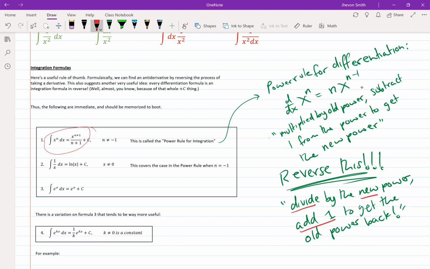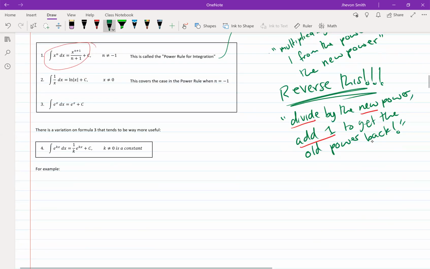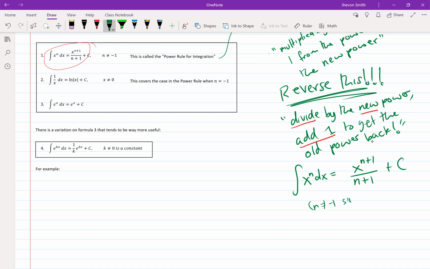Right? So we added 1 to the power. This is basically saying, if I want to compute the antiderivative of x to the n dx, I'm going to add 1 to the power, and divide by that new power, of course, plus a constant. Now, obviously here, your n cannot be minus 1 since you would divide by 0. So this rule works as long as your power is not minus 1.